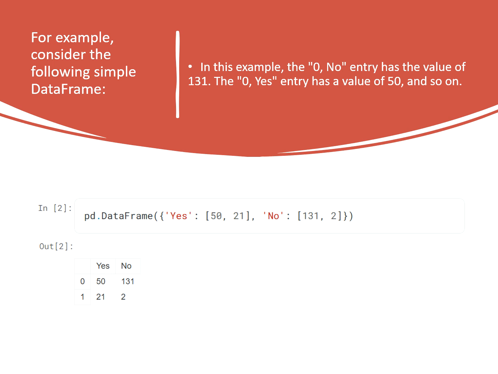So when you run this code, you will get the output as a table that has a Yes column and a No column, and then a zero row and one row. So the way we read this is the zero No entry has 131 as a value. The zero Yes entry has a value of 50, and so on.